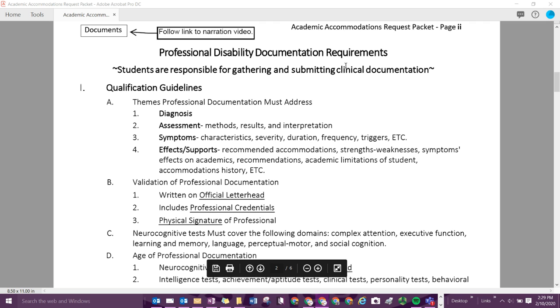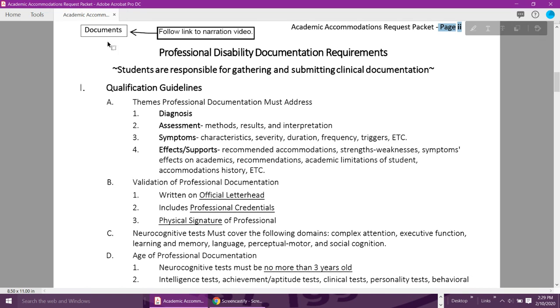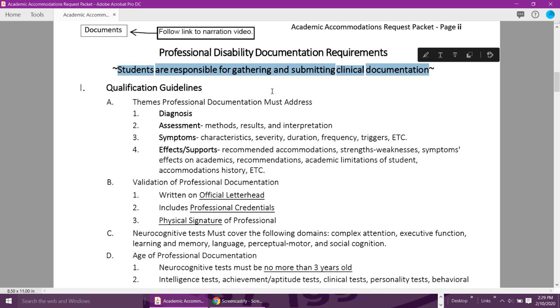This is a demonstration, a continuation of the demonstration of the Academic Accommodations Request Packet. This is page 2, and the content of this video is about documents. Professional disability documentation requirements. Students are responsible for gathering and submitting clinical documentation. Qualification guidelines.